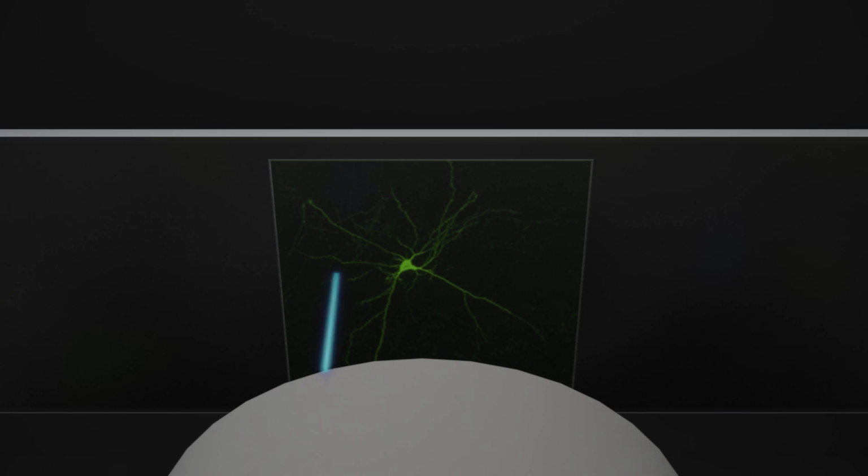The sample is labeled with fluorescent molecules. Light hitting the sample excites these molecules, and immediately fluorescent light of a longer wavelength is emitted. This is where the emission light path starts.